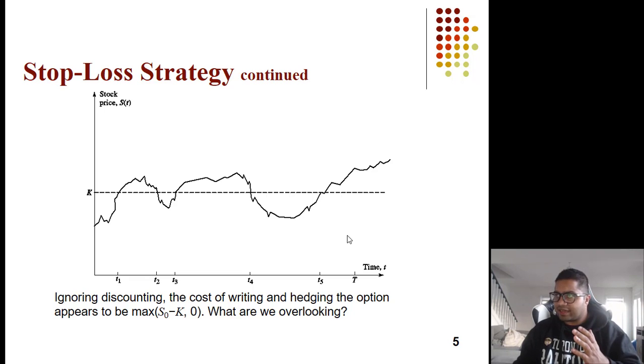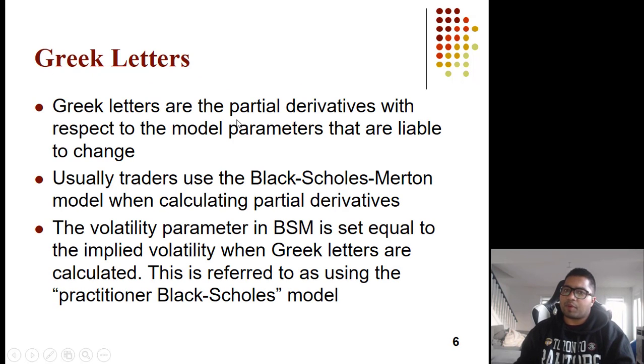A better strategy than that is to understand Greeks and then hedge your portfolio. Greeks are partial derivatives with respect to model parameters that are liable to change. That means each Greek represents one variable that changes the option price. Usually traders use the Black-Scholes-Merton model when calculating Greeks. That is what we saw on Bloomberg. It was using the Black-Scholes-Merton model to calculate the Greeks. The volatility parameter in BSM is set equal to implied volatility when Greeks are calculated. This is referred to as the practitioner's Black-Scholes model.